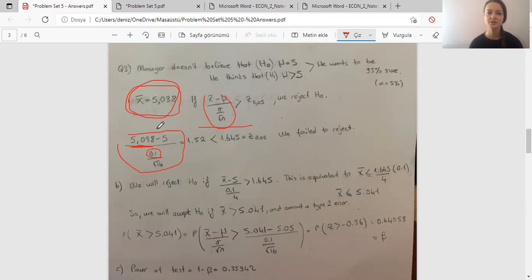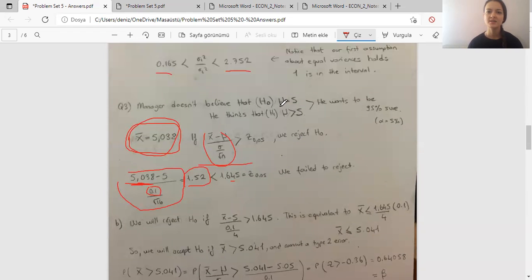When we do the calculations, we find that 1.52 is less than 1.645, okay? So the value we have found is less than the critical value. So we fail to reject, okay? So we can say that the mean is still 5. So the manager can't prove that the mean has increased. We fail to reject that mu is 5.